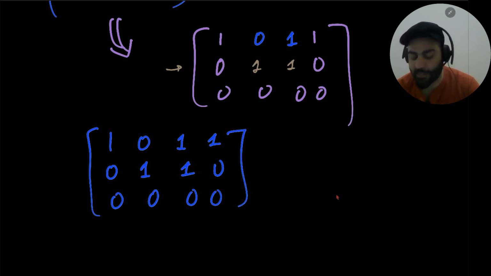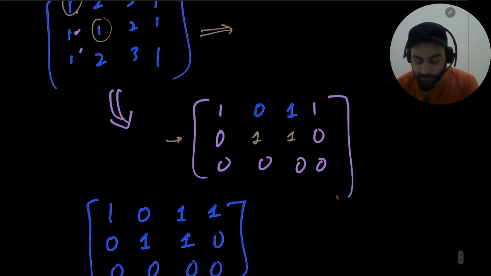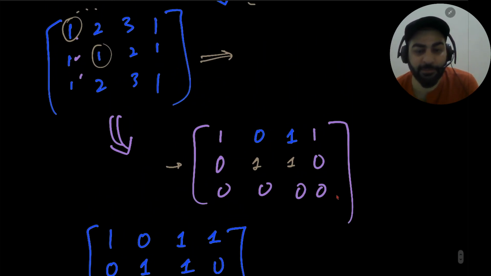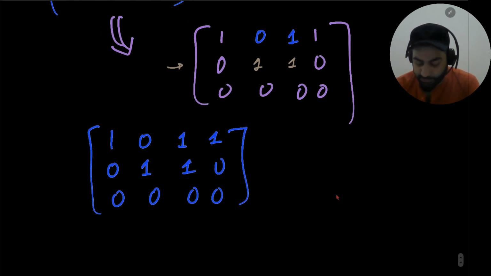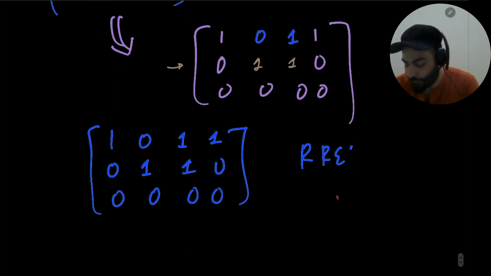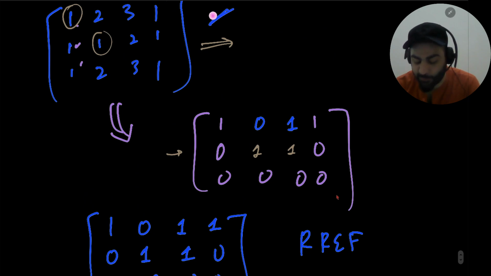Were you able to follow this, like how I did it? Were you able to follow it? Nice. Yes, sir. So this is the row reduced echelon form of this matrix. This is what we got.